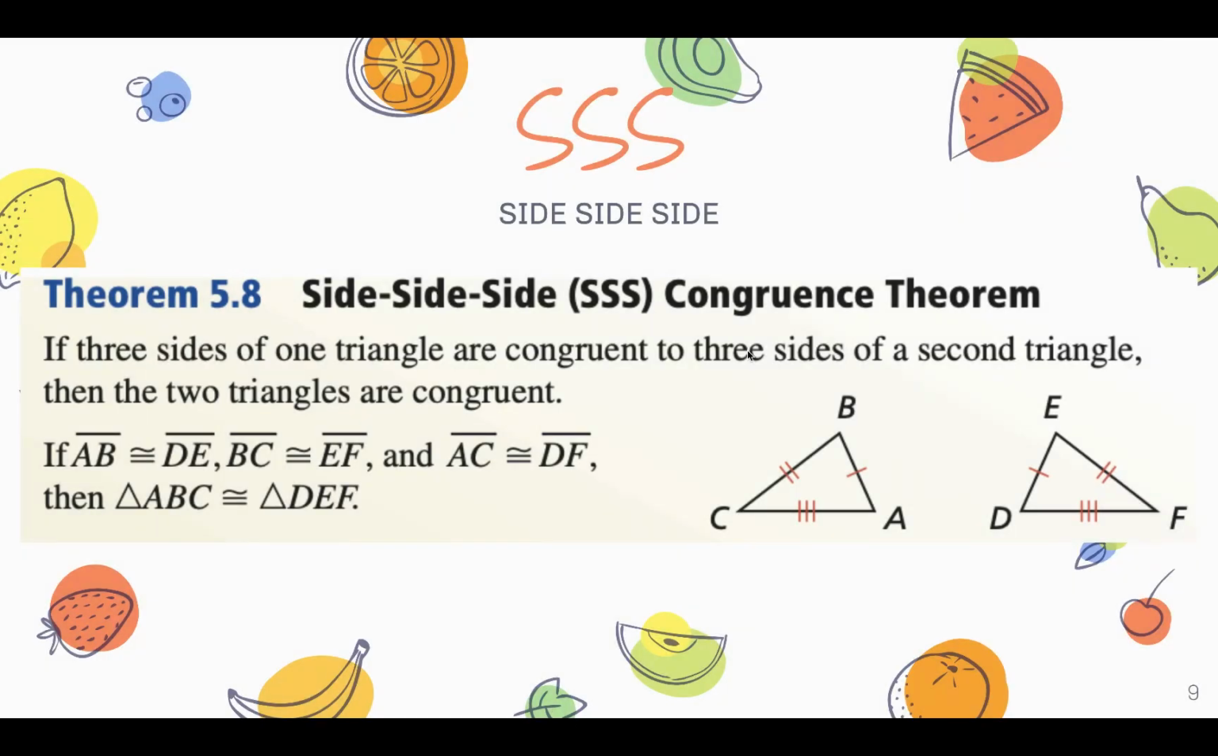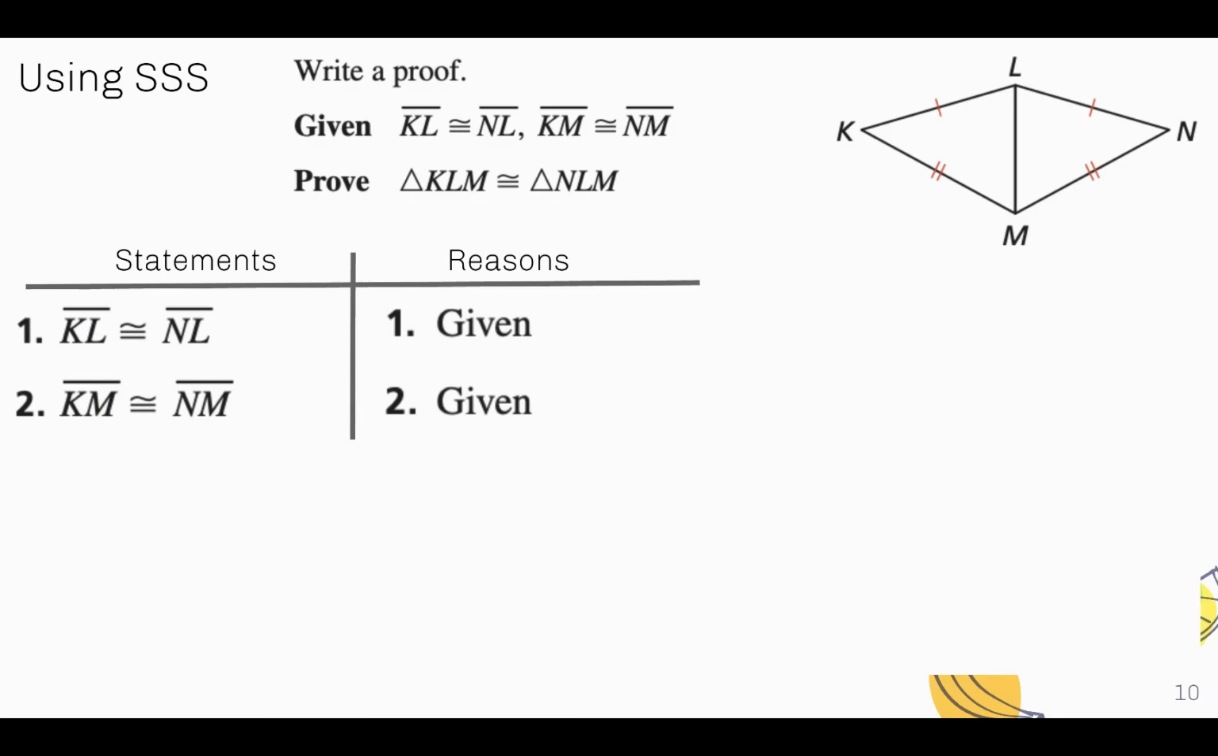Our next congruence theorem is side, side, side. This is the easiest one. This is a super easy diagram to just visually digest. You're going to see one congruence mark, 2, 2, 3, and 3. All three sides of one triangle are congruent to all three sides of another triangle. Those two triangles are indeed congruent. All right, so let's go ahead and do a proof using the SSS.